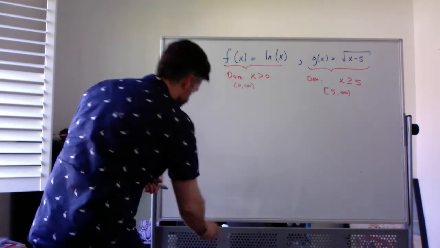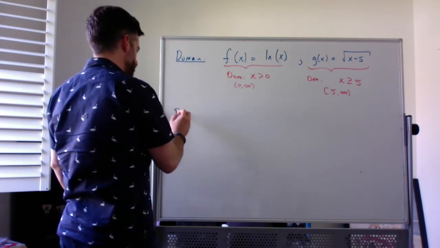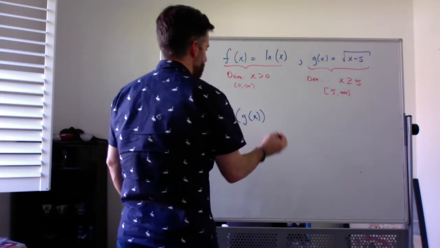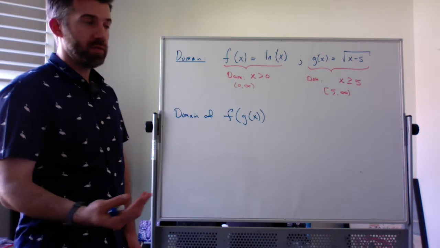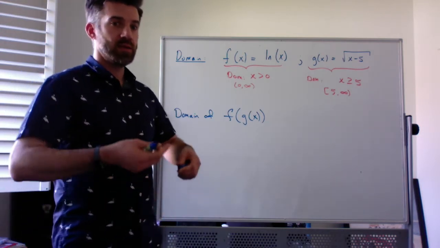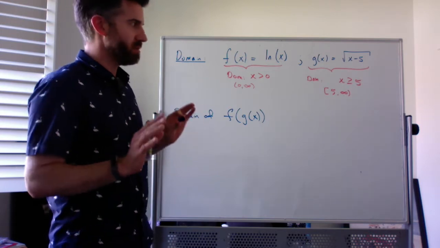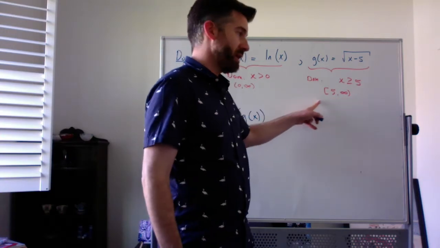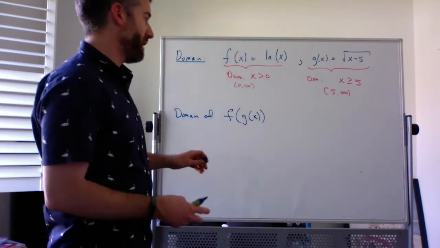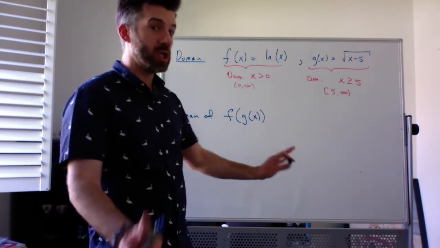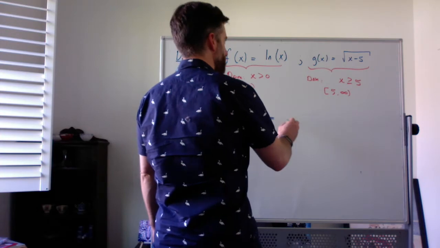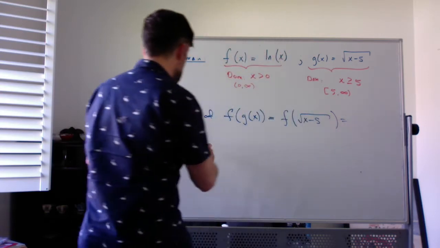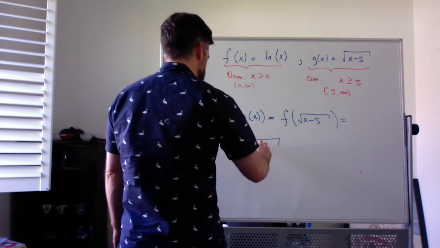Now I want to find the domain of the composite function. What's the domain of f of g of x? Something to always be aware of: no matter how much the function simplifies, the domain of the inner function must always be observed. So I know without a doubt I'm going to have to be in some subset of this interval here. I know for sure x has to be greater than or equal to 5, and then there might be some additional restrictions. So f of g of x is f of the square root of x minus 5, which is the natural log of the square root of x minus 5.